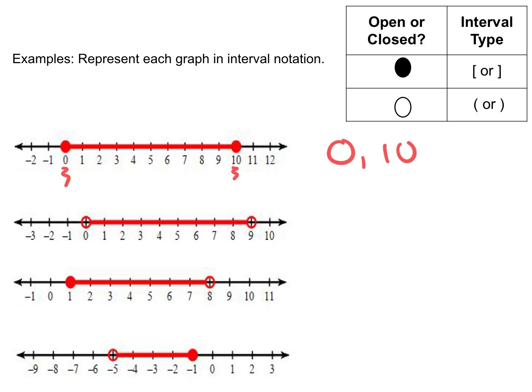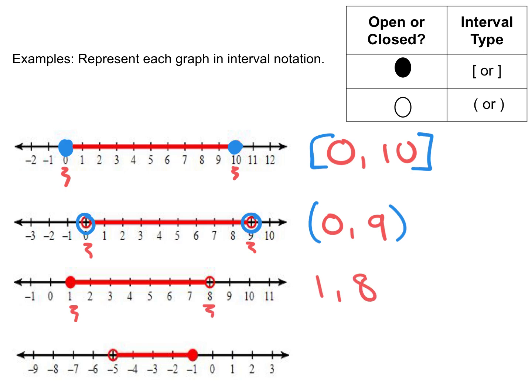If I look at the first example, I can say this includes all numbers from 0 to 10. So 0, 10. Then I fill in my bracket types. On the left I have a closed circle, so I use a bracket. And on the right I have a closed circle, so I use a bracket. For the next example, I'm including all numbers from 0 to 9, so I have 0, 9. On the right side I have an open circle, so I use a parentheses. On the left side I have an open circle, so I use a parentheses. For the third example, I'm including all numbers from 1 to 8, so I have 1, 8. On the left side I have a closed circle, so I use a bracket. And on the right side I have an open circle, so I use a parentheses.